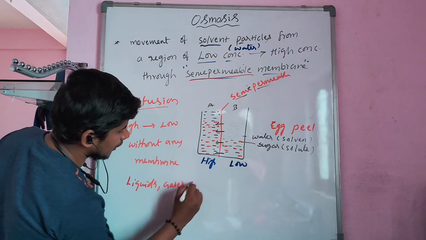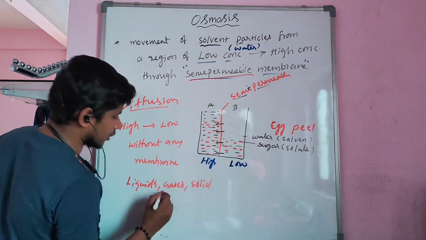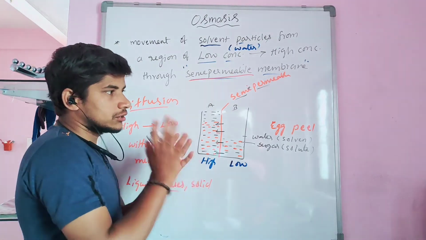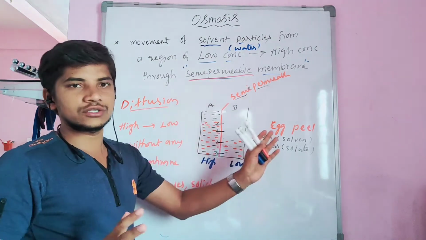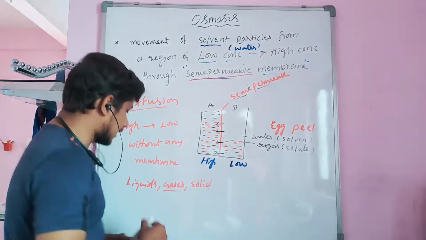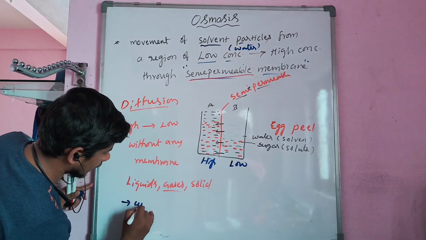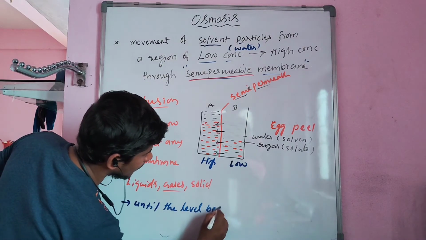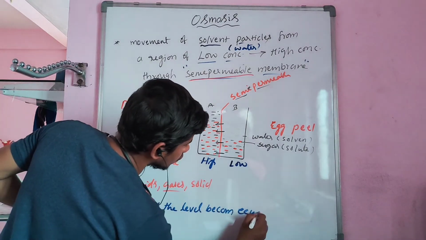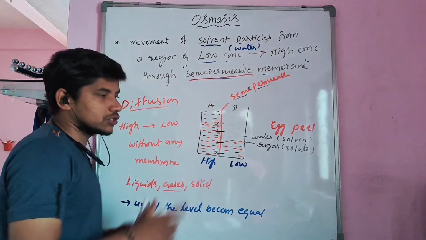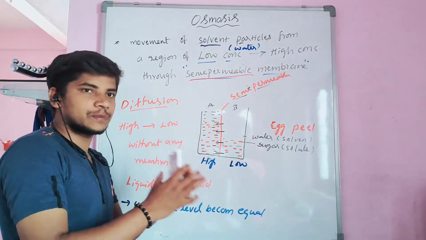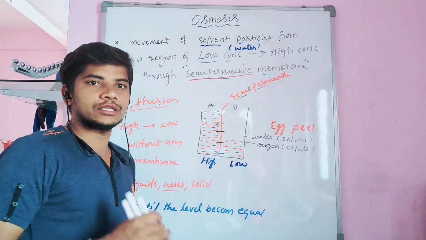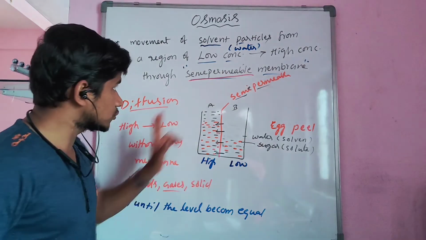gases, and even solids. For example, if you take gases, when you spray perfume in the corner of the room, that will spread throughout the room from a high concentration to the lower concentration until the level becomes equal. After some time, the perfume's smell spreads throughout the room, and wherever you smell that, you can get that same smell. That is what diffusion is. So here osmosis.